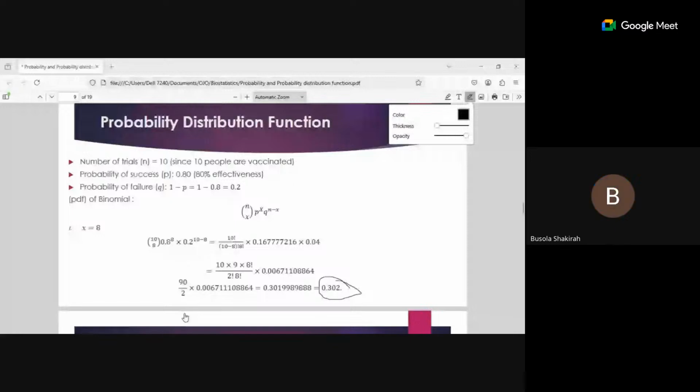Now my question goes towards that. I feel that if we have actually done that part, do we still need to add those figures again for our calculations? Like the one that was written 10 combination 8 in brackets, then 0.8 raised to power 8 times 0.2 raised to power 10 minus 8. Since we have done the calculation earlier, do we still need to do it again?